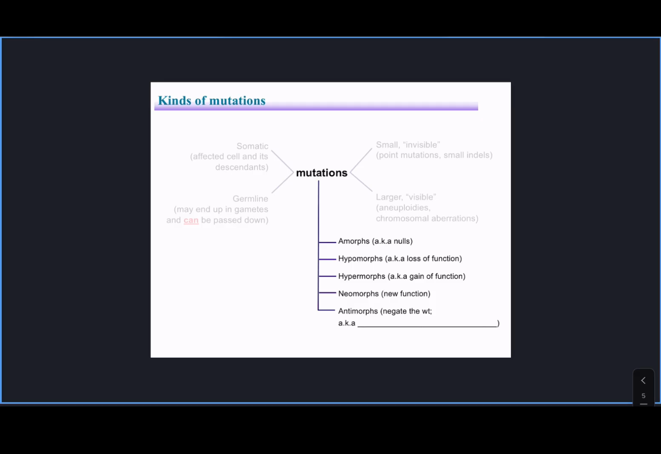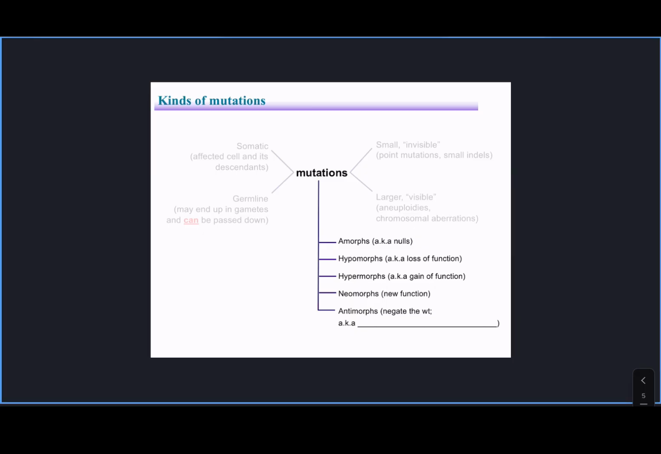So, another classification we have for mutations is based on what they do. There is some older but still in use nomenclature that classifies mutations as amorphs. That means without a morph, which is a slight misnomer in the sense that it doesn't mean that they don't have a form. It's just they leave the individual without that form, without that function. So amorphs are mutations that take out the function that was normally carried out by that gene.